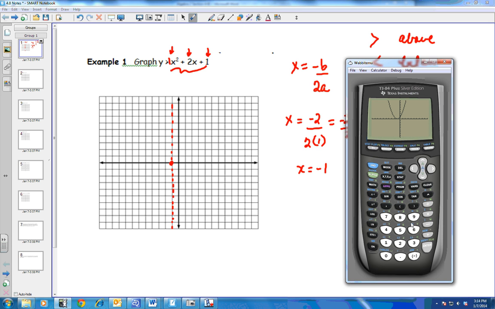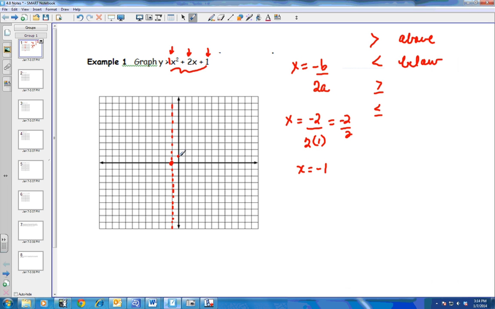There's my graph, but we can't just guess how wide it is or where my points are. There are two ways you can do this. I can use my trace button, or let's just go to our table again. Second graph. We typed in negative 1. Let's just type in 0. So when I type in 0, my y value is 1. So I have the point 0, 1.